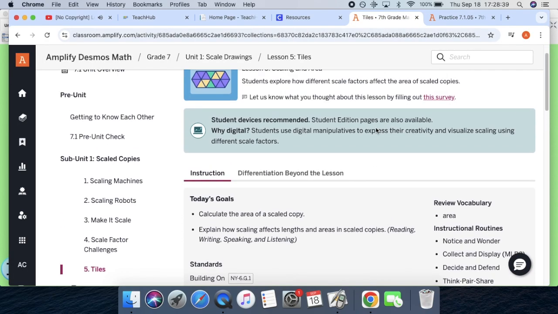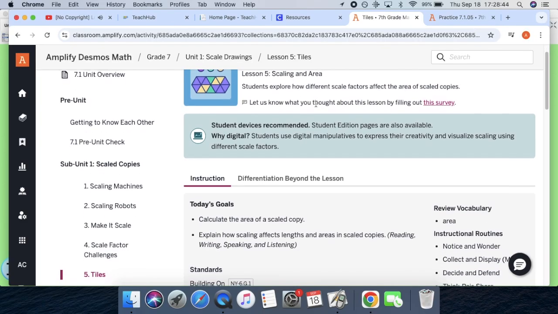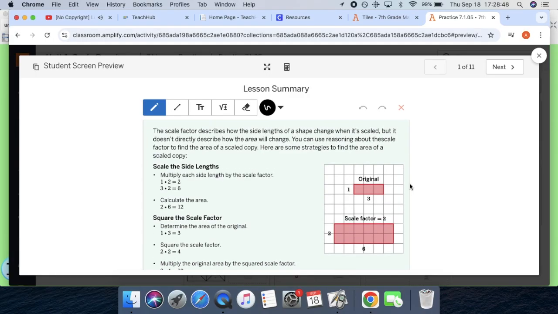Sorry, it's lesson 5, scaling an area, okay? And this is the practice. So let's get right to it. So here's a lesson summary.